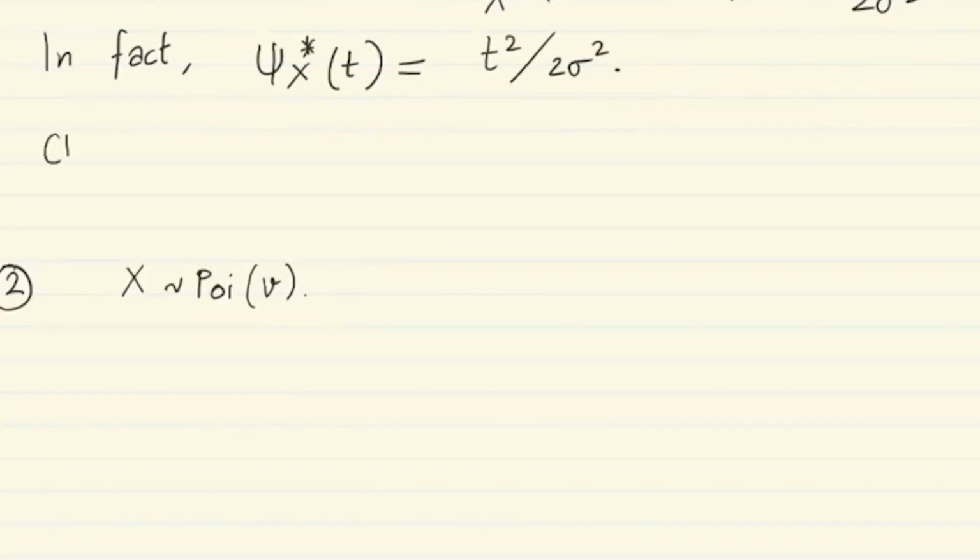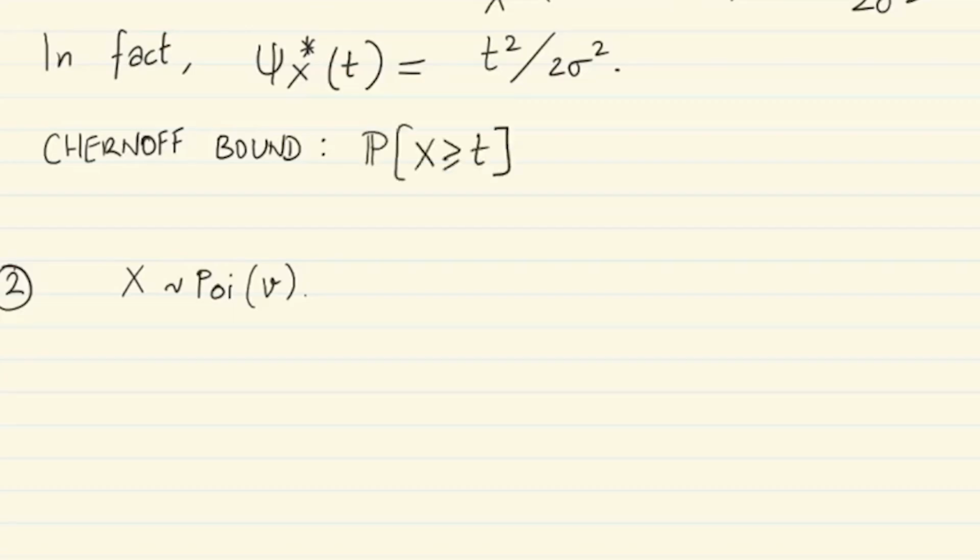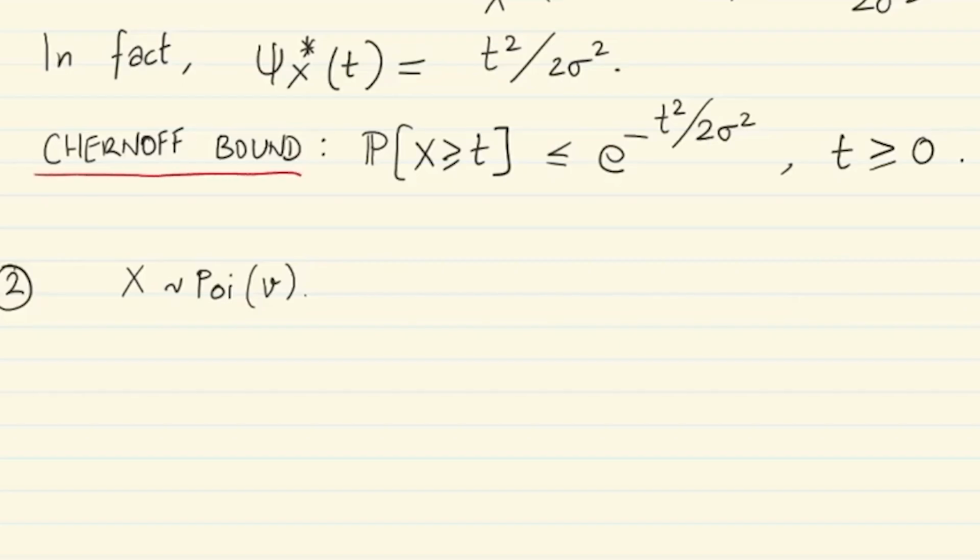So the Chernoff bound here for a Gaussian reads: probability that x is larger than or equal to t is less than or equal to e raised to minus t square by 2 sigma square, whenever t is greater than or equal to 0. You can think of this as a bound on the tail, or the complementary cumulative distribution function, of a Gaussian on the right side.